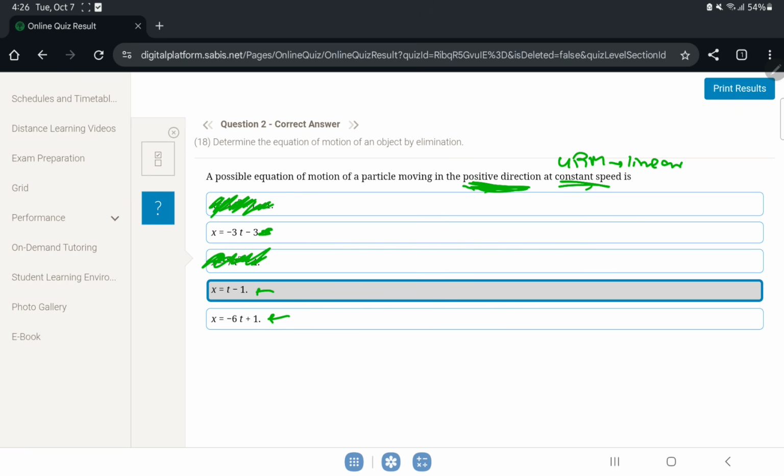Now, positive direction means that the t variable or the coefficient of the t variable must be positive. This one is negative, this one is positive since it's 1, and this one is negative, so we choose this one.